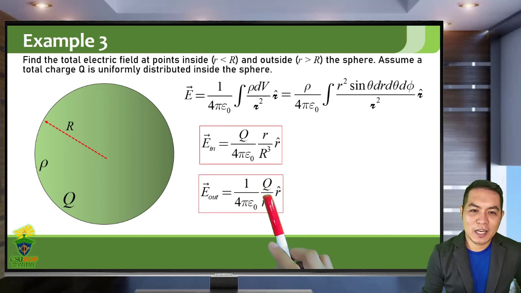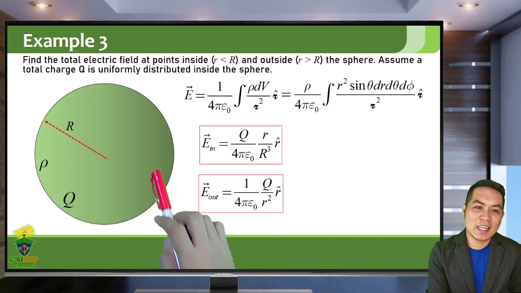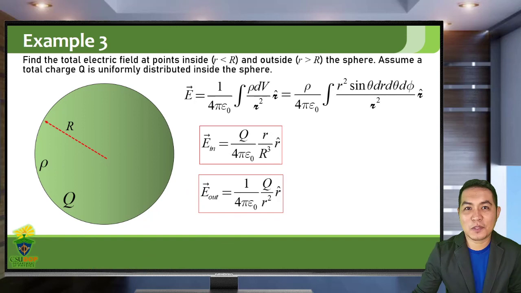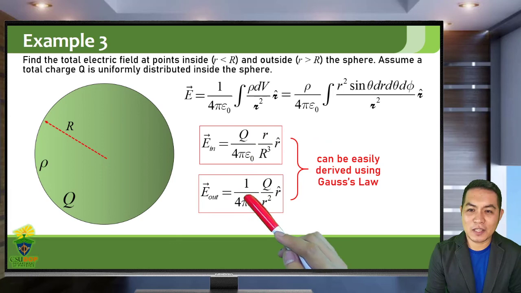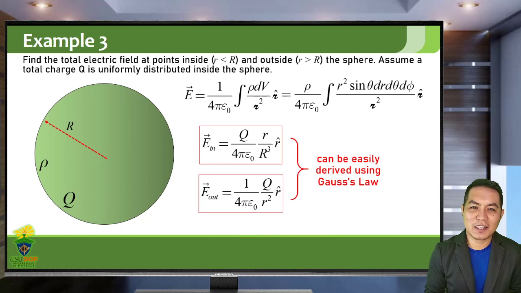But you must have realized in your Physics 41 that Coulomb's law is advantageous if you apply it to discrete charge distributions. If you have a continuous charge distribution such as this and your distribution has a symmetry, then it's easier to use Gauss's law. So we can actually derive these values and our previous examples using Gauss's law very easily. The integration will not be that tedious. You don't need to use trigonometric substitution. It's just simple. Actually, in most cases, we don't need to integrate if you use Gauss's law.